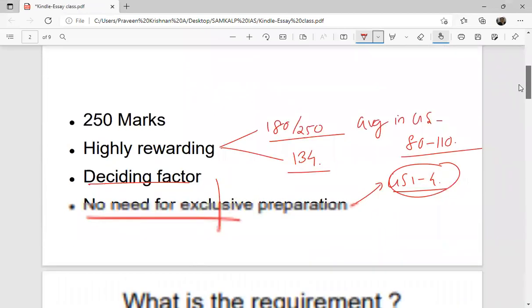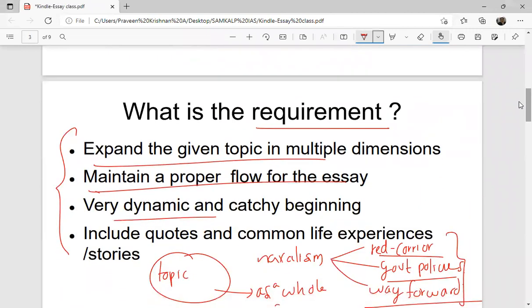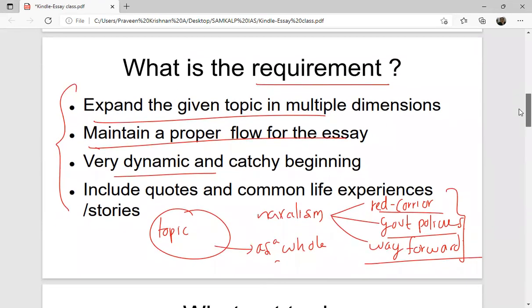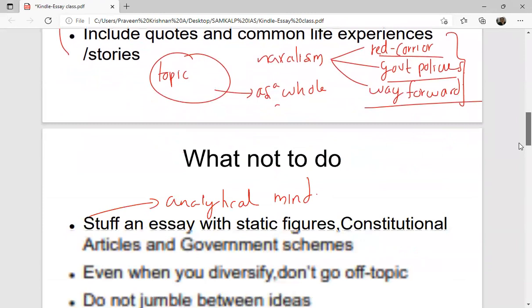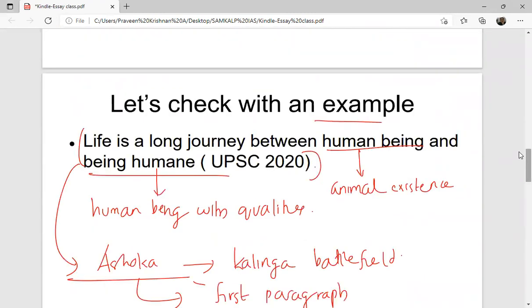So what is the importance of an essay in a GS paper? We have discussed that, and then we have discussed what the examiner looks for in your essay, what requirements you have to satisfy, and what not to do in an essay. And then we checked with an example: Life is a long journey between human being and being humane.